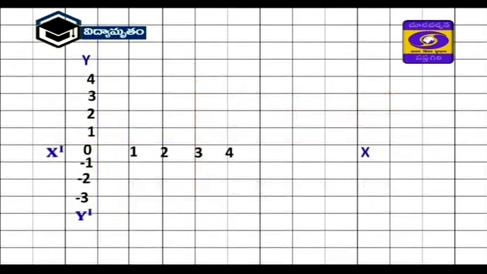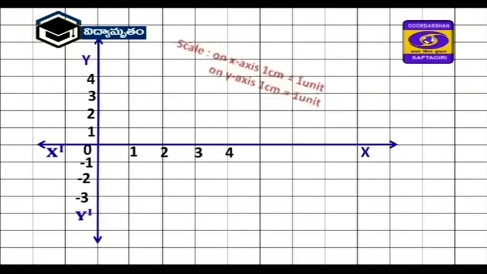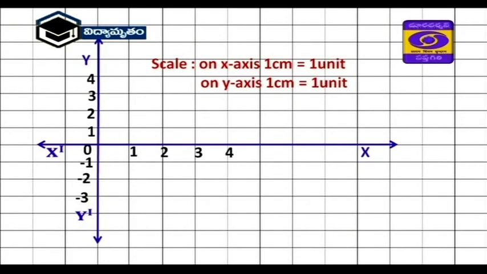Then I move to the next graphical representation, that is x axis and y axis. The scale of this one also is 1 centimeter equal to 1 unit on x axis, and on y axis also 1 centimeter equal to 1 unit. Then the points are located, that is (-2, 0), and these are the coordinates of this point.